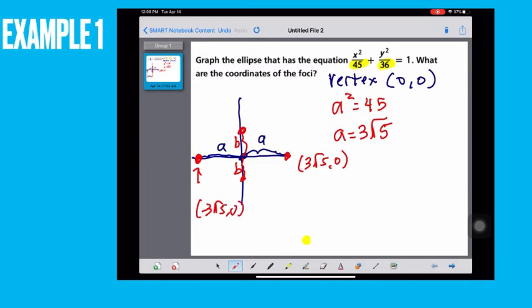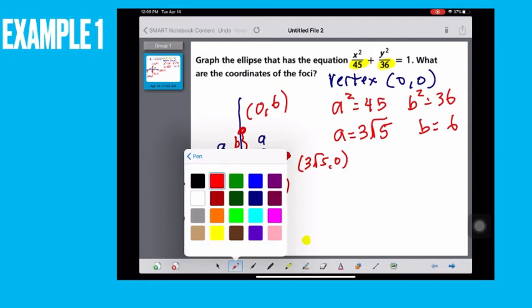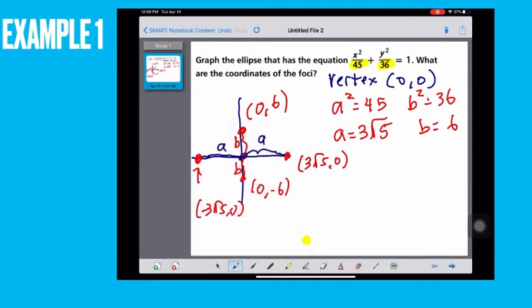Now we want to find that point right there. Well, we know that b squared is equal to 36. So b is equal to 6, and it's plus or minus 6. So then this is the point 0, 6, and this is the point 0, negative 6. So the graph of our ellipse is going to look something like this. Okay, and there are the coordinates for each of those points.